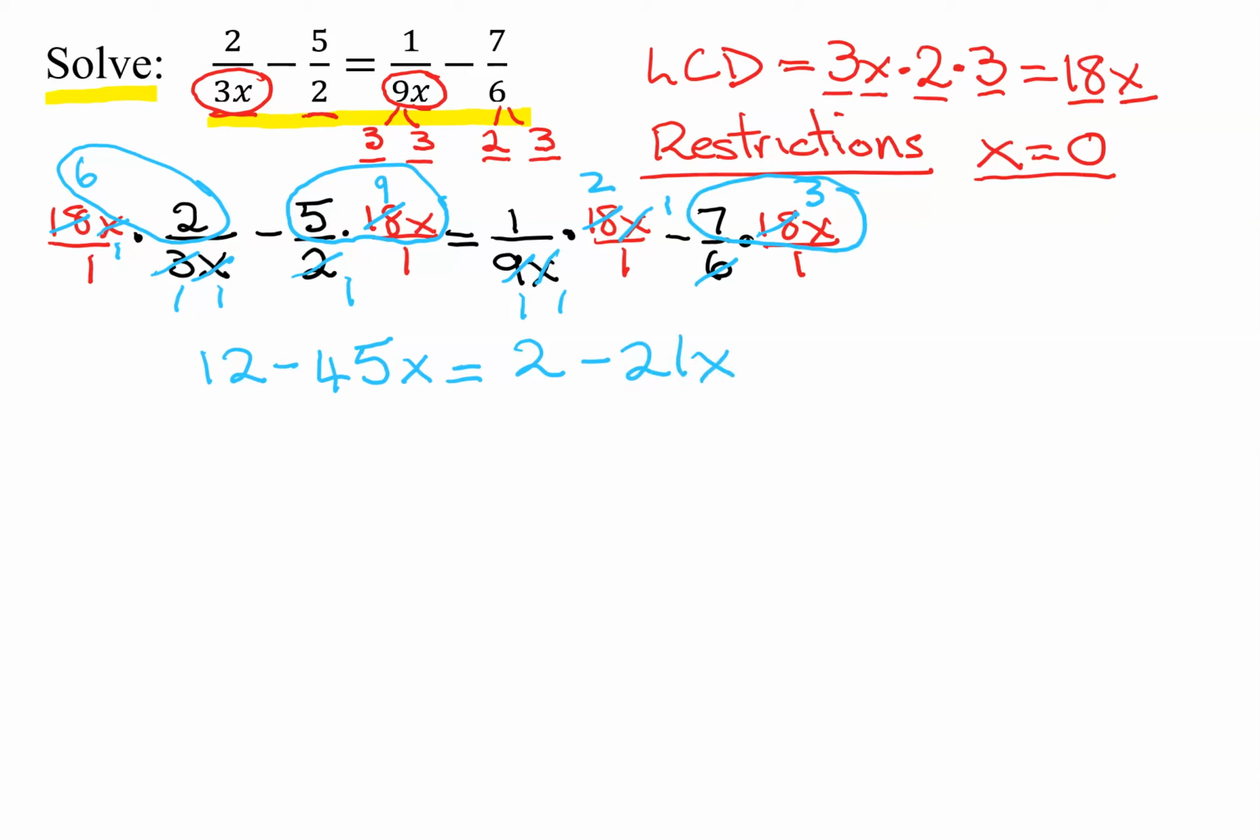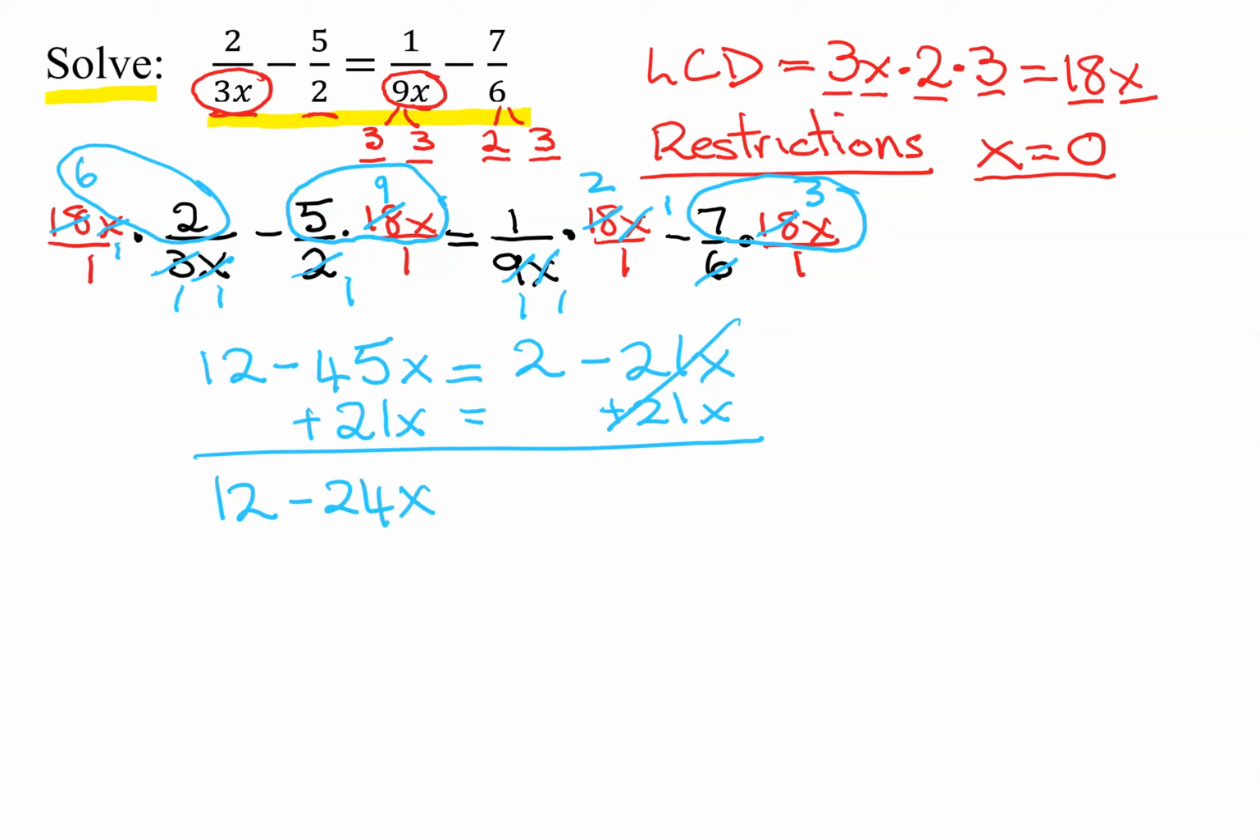which is 21x. So what type of equation do I have left? The highest power on an x is a 1. It's a linear equation. I need x's on one side, numbers on the other. Doesn't matter which way I do it, but I am going to collect my x's on the left-hand side. So I get 12, and negative 45 plus 21 is negative 24x equals 2. Then I'm going to subtract 12 from both sides. So I get negative 24x equals 2 minus 12 is negative 10.